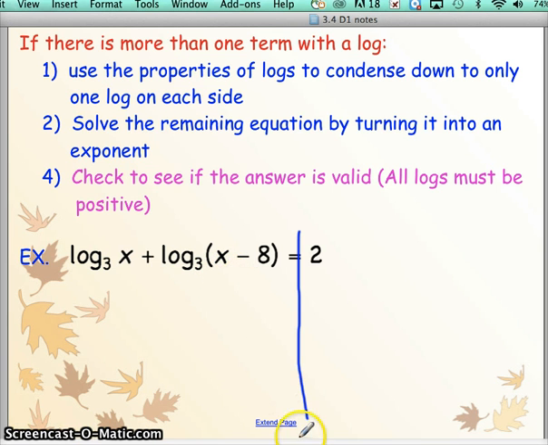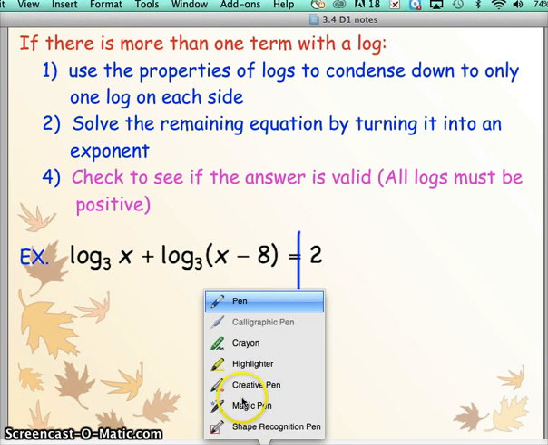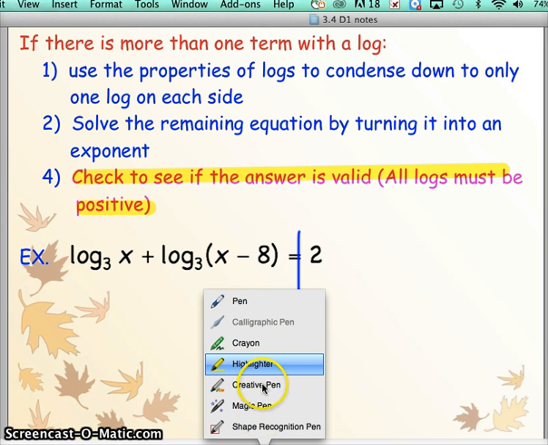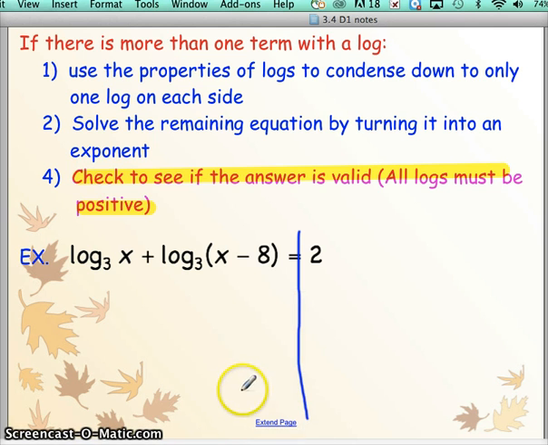The only remaining thing is to always check your answers. And if any of your answers makes it log of a negative, then that would be extraneous. So you want to make sure that your answers, when you plug them back in, would always be log of a positive number, not log of a negative number. So we'll do a couple examples, you'll see what I'm talking about.